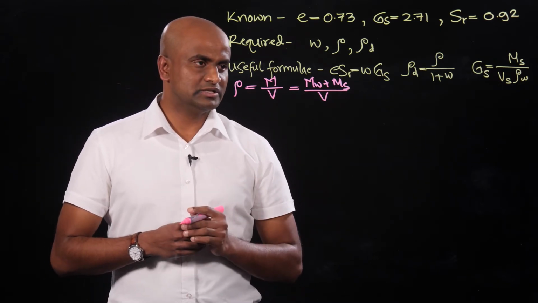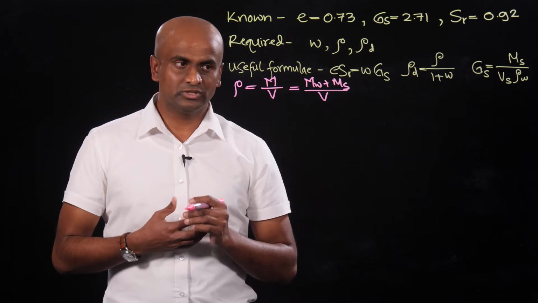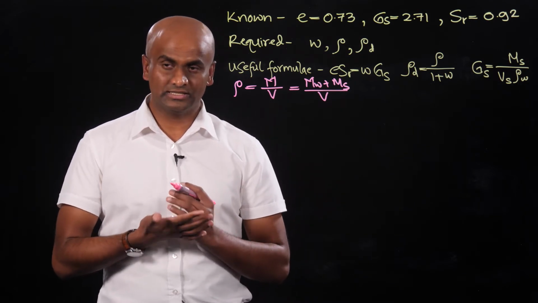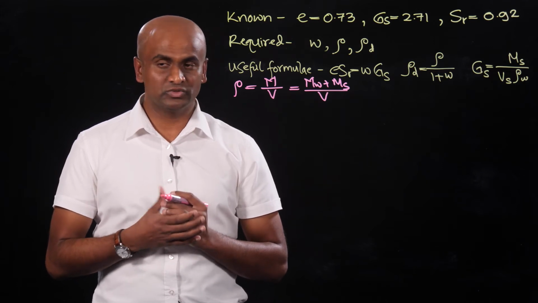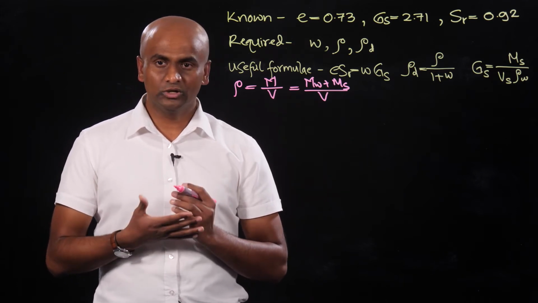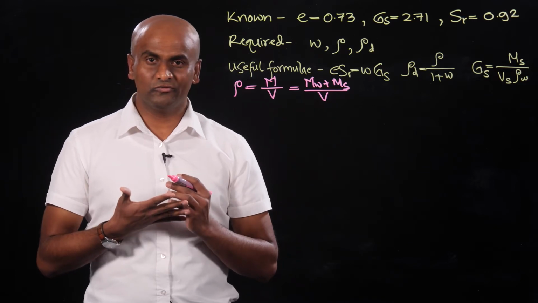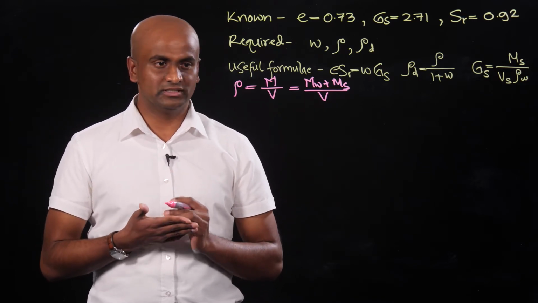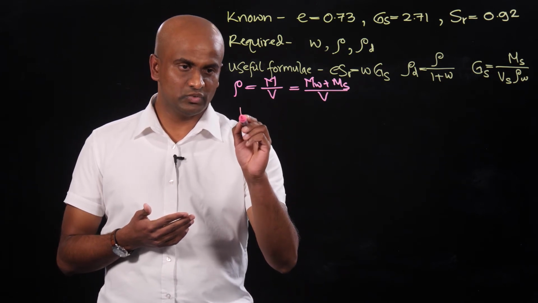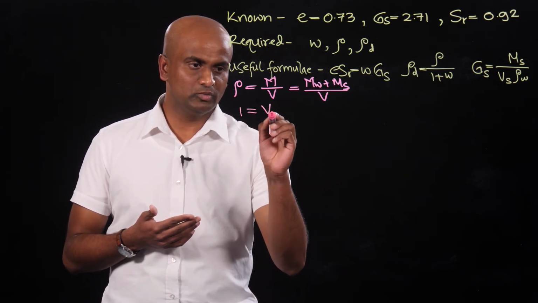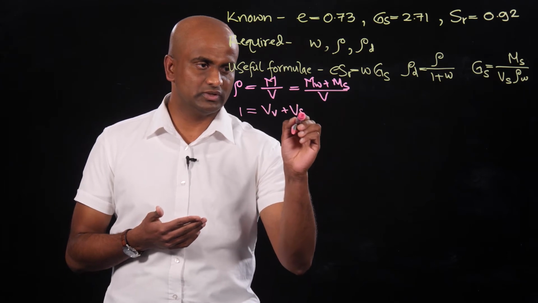To calculate the mass of water or mass of solid, the first thing we are going to do is assume a unit volume, or capital V equals 1 cubic meter. So the total volume comprises the volume of voids plus volume of solid. Therefore, our total volume, which we assume as 1, is now equal to volume of voids plus volume of solid.